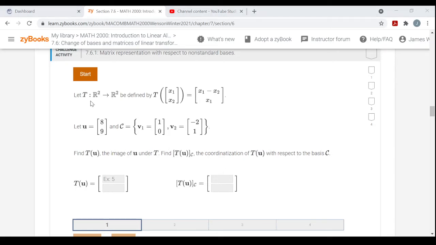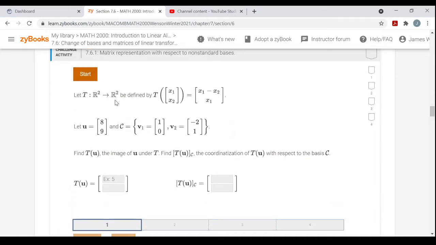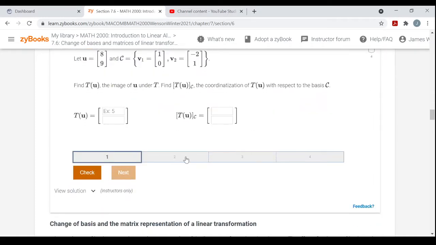And this first one, you're given a transformation from R2 to R2. They're saying let U equal the vector 8, 9. And basis C is 1, 0, negative 2, 1. So it says find T of U. All right, so just plug it in like normal. What's T of U? And then what would the coordinates of this be relative to this basis? So you don't have to find any matrix representations here. That should be simple enough. Let's take a look at what the other levels look like.